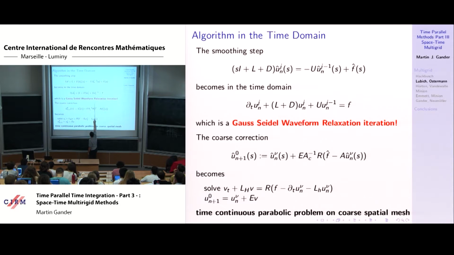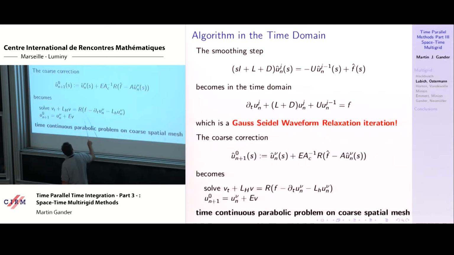It takes a previous approximate iterate at step j minus 1, and it calculates the solution of an ODE with a lower triangular matrix. So this smoother that they defined in Laplace transform, if you look at it in the time domain, is a waveform relaxation iteration. So this method uses waveform relaxation as a smoother. And then the coarse grid correction, if I back transform from S to T, you just get a coarse parabolic problem. Time is continuous. It's on a coarse spatial grid.